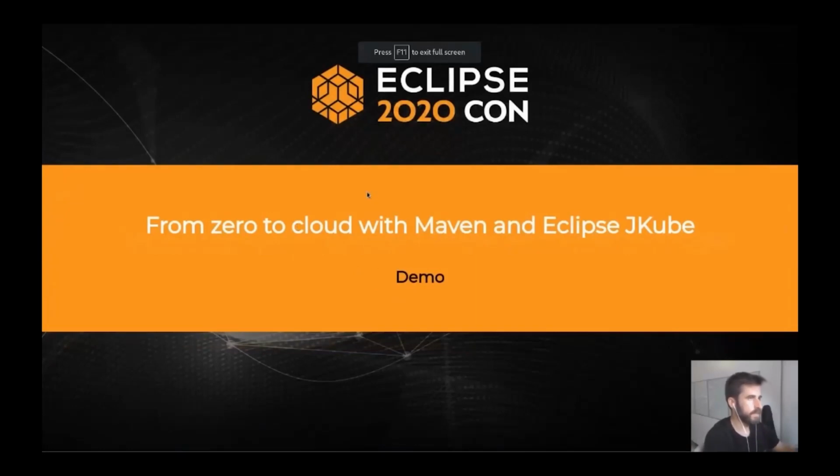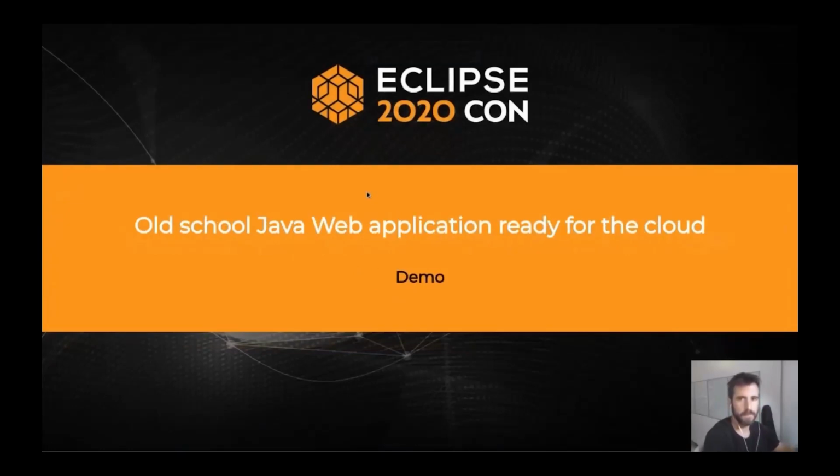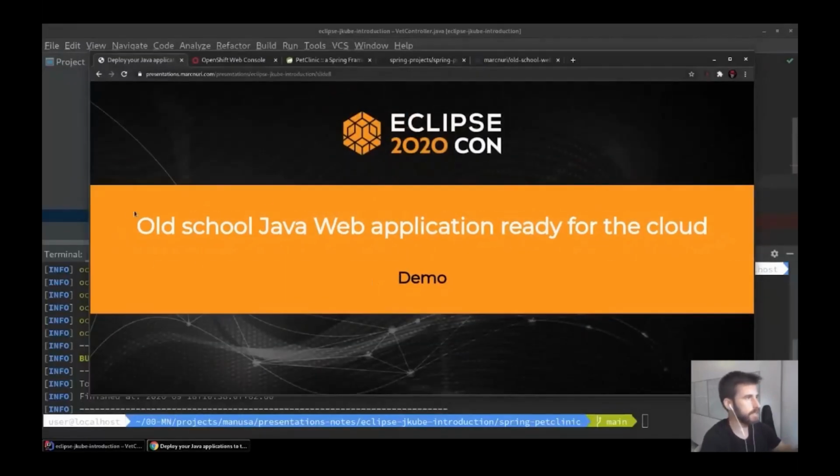So this concludes the first demo. Let me walk you through the second demo. In this second demo, what I'm going to do is just grab an old school Java web application and deploy it into a Minikube cluster. So let me get started.